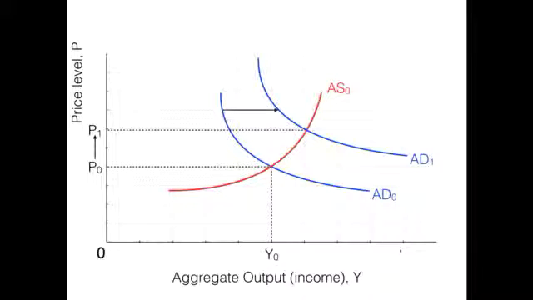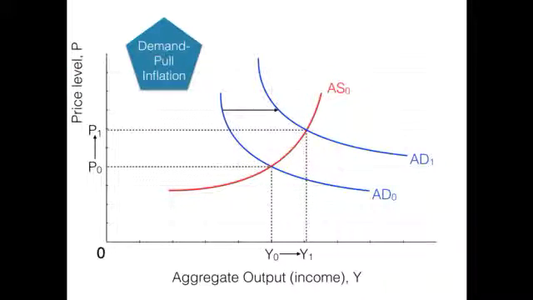The difference between this and the supply shock that we talked about is that we see aggregate output increasing. With aggregate demand shifting to the right, it does cause inflationary pressures and prices to increase, but it also causes aggregate output/income to increase at the same time. This is an example of demand pull inflation. As the demand curve shifts to the right, it is pulling the price level up, but it's also increasing aggregate output and aggregate income.